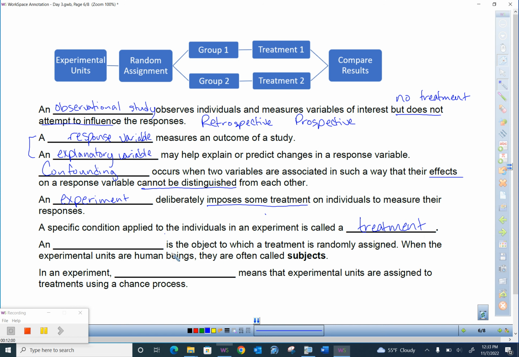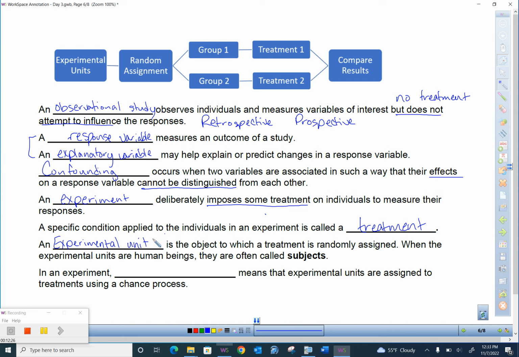Okay. A blank is the object to which a treatment is randomly assigned. So these are the who, and those are our experimental units. We've used words like units or members, because remember, we don't always talk about people. A lot of times when experiments are set up, they do deal with people, but in any study, it doesn't have to be a person when we're talking about the object of a study.